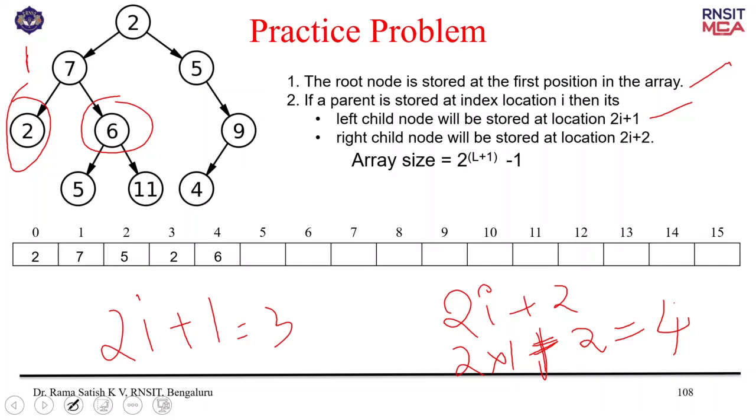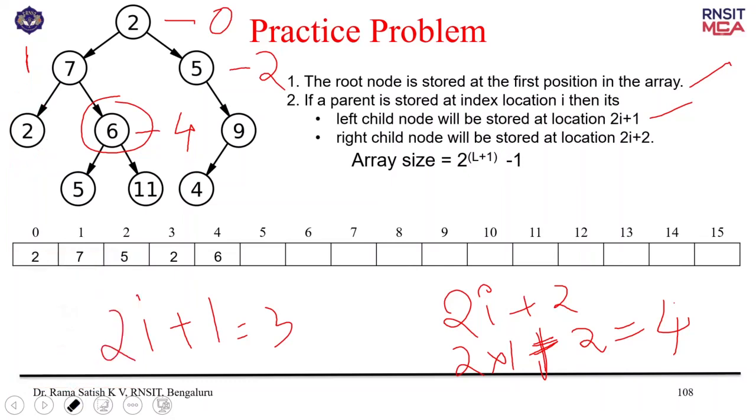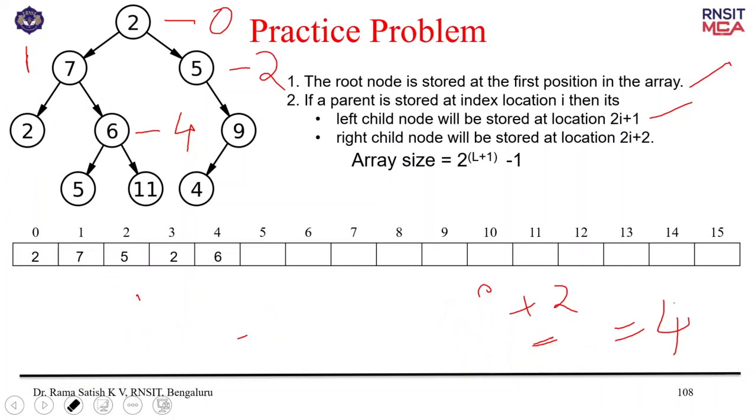Now you have stored 2 in 0, 7 in 1, and 6 you have stored in position number 4, and 5 in position number 2. Okay, because these are all quite necessary for my further calculations. So I need all those things. I just drop it so that the screen is free.